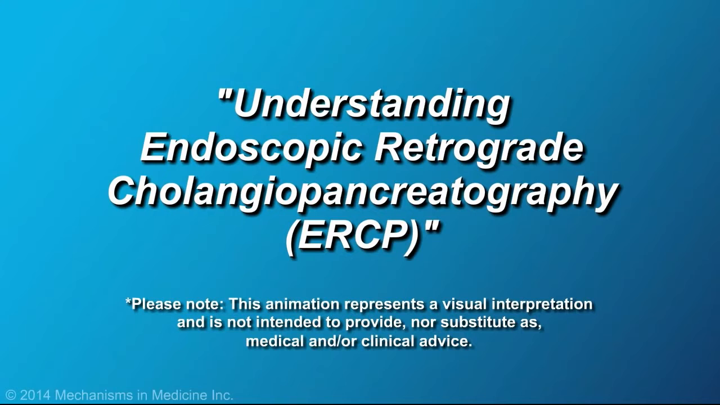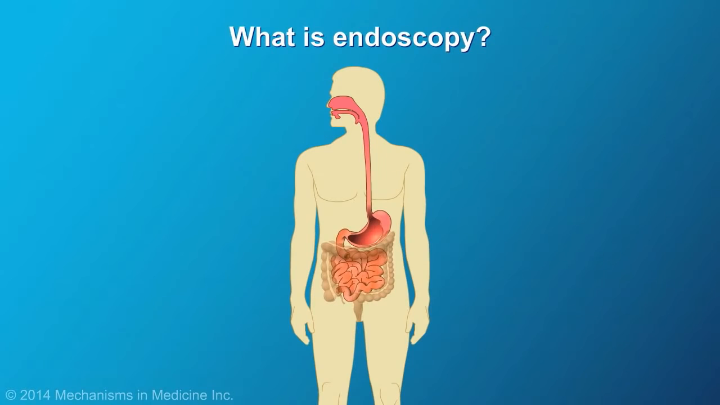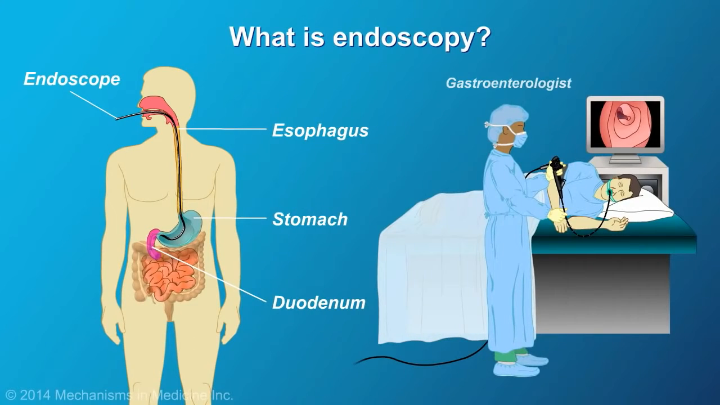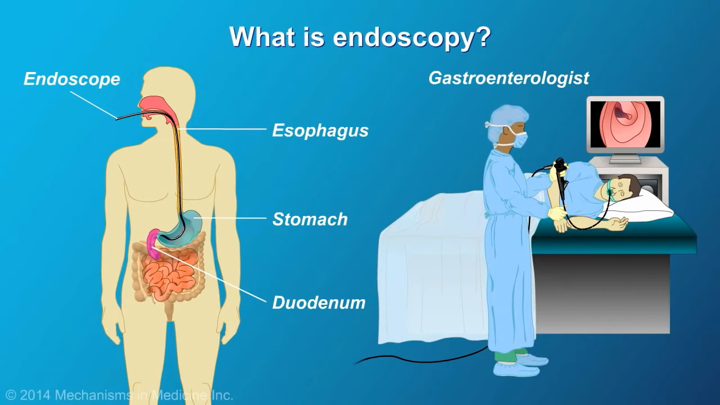Understanding Endoscopic Retrograde Cholangiopancreatography, or ERCP. Endoscopy is a medical procedure in which a flexible instrument that has a camera on the end, called an endoscope, is passed into an area of the body, such as the gastrointestinal or GI tract. Physicians specializing in diseases of the digestive system are known as gastroenterologists.